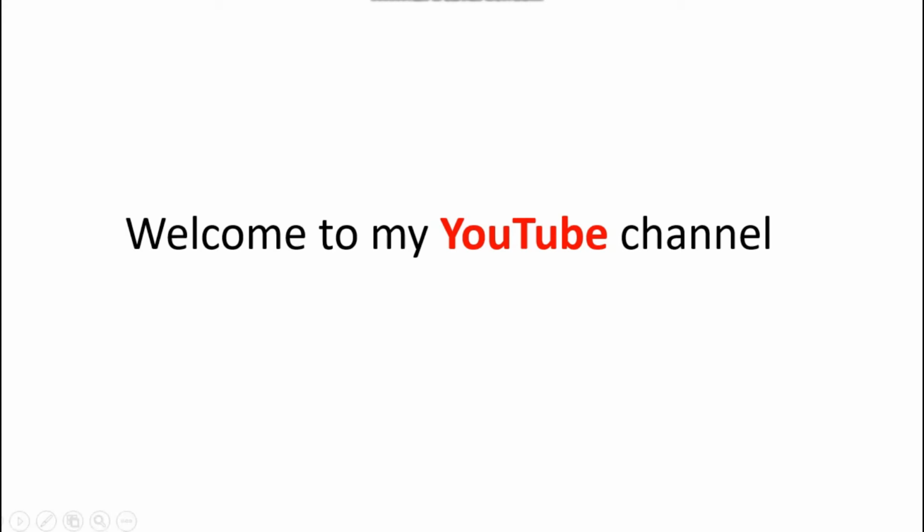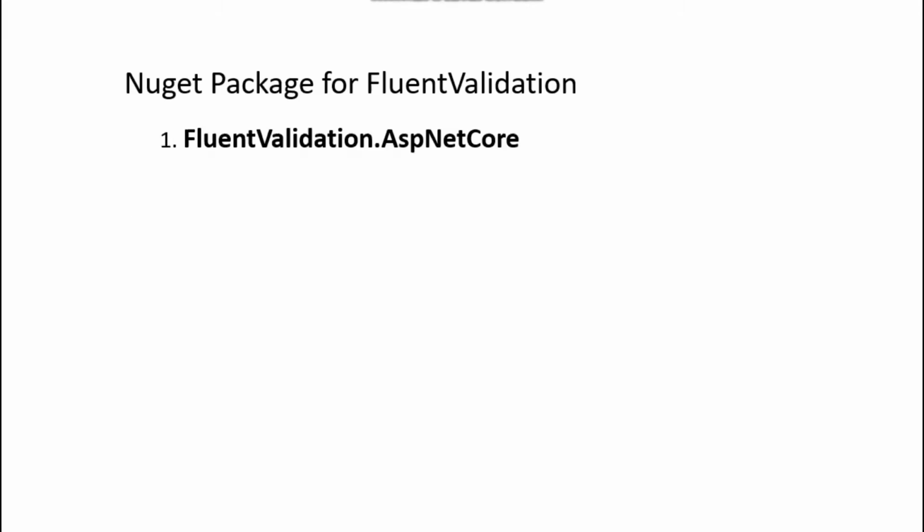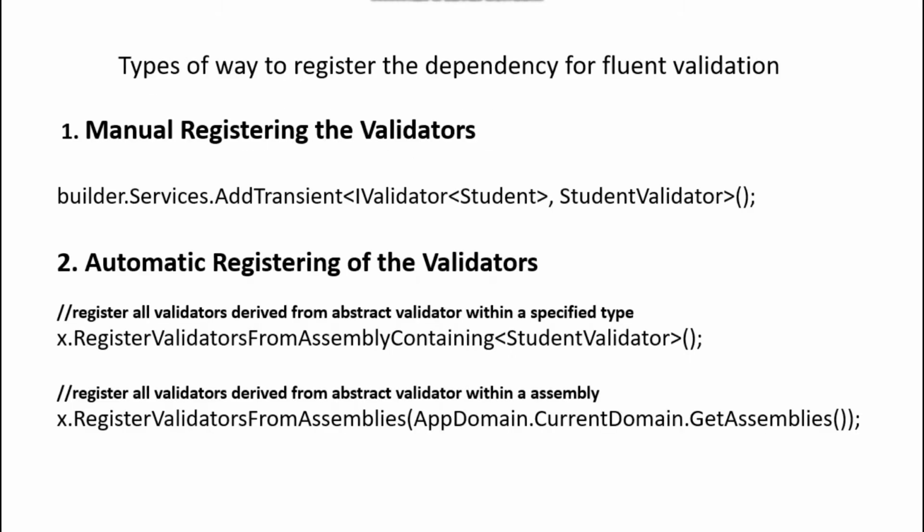Hey, I'm going to tell you how to use FluentValidation in your ASP.NET Core Web API project so you can validate the user inputs. The package we need to install for FluentValidation is FluentValidation.AspNetCore, and there are different ways to register the dependency for FluentValidation. We can do it manually as well as automatically.